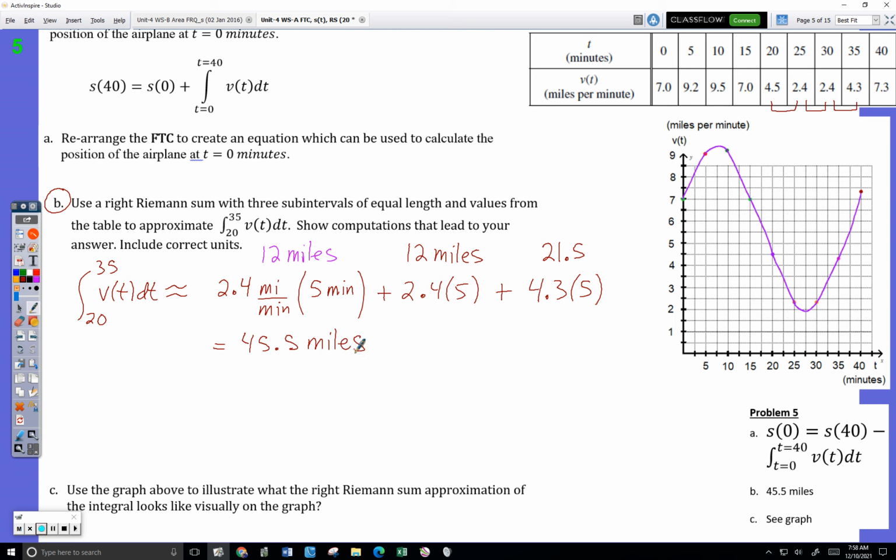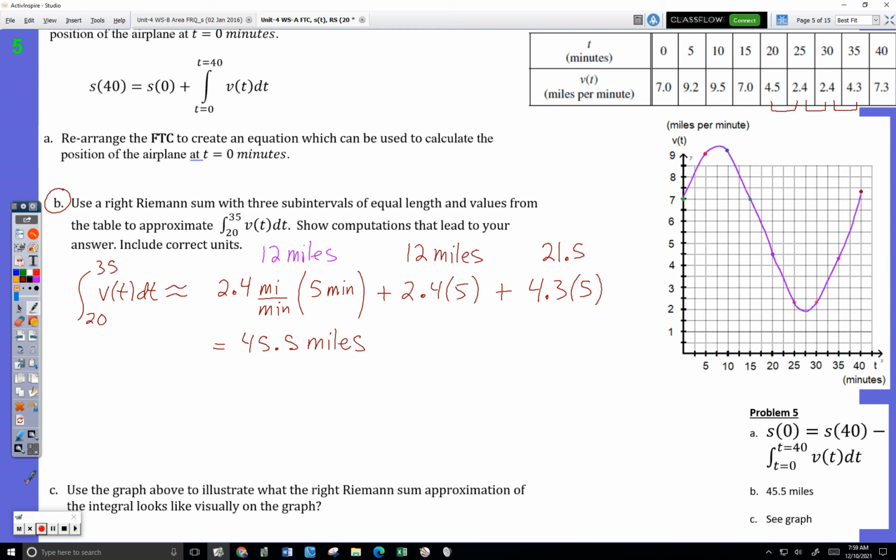Okay, questions? Questions, anyone? Please. Would the actual amount displaced be in between the right Riemann sum and the left Riemann sum? Only if the graph is strictly increasing or strictly decreasing. So because this graph goes up and down, not necessarily.